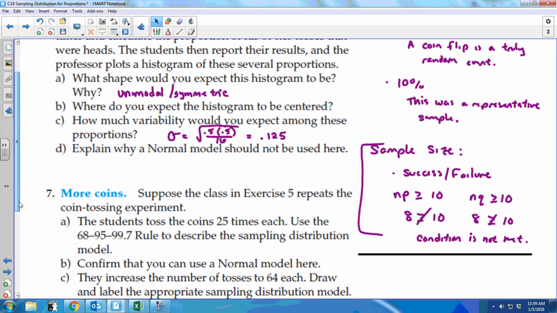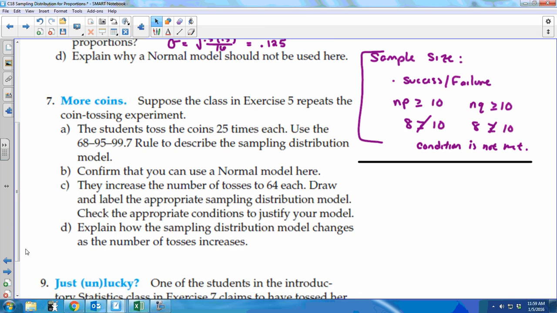All right. On number 7, suppose the class at exercise 5 repeats the coin tossing experiment. The students toss the coins 25 times each. So now we've increased the sample size. What's a half of 25? 12.5. And so half of 25 is 12.5, so that is greater than or equal to 10, so that would be a large enough sample size. All the other conditions should have remained the same.